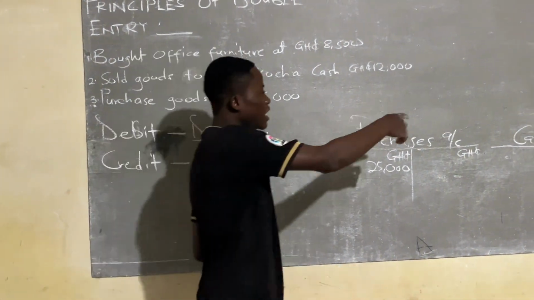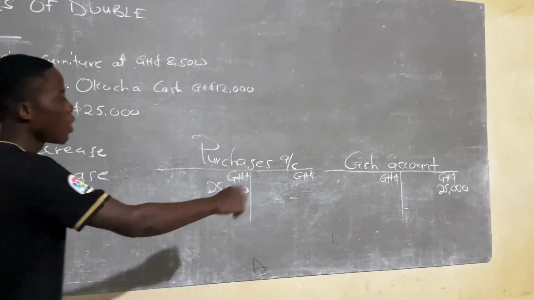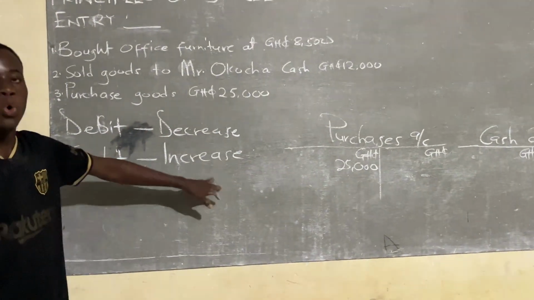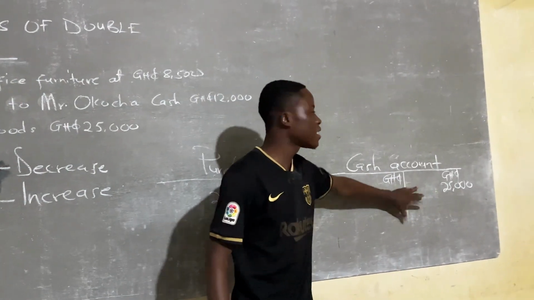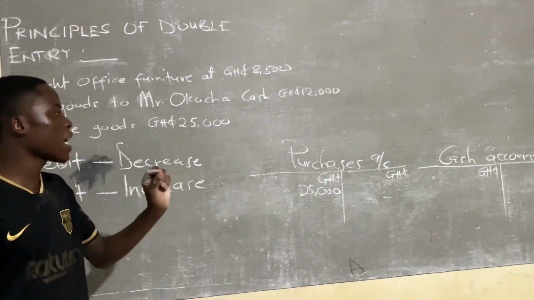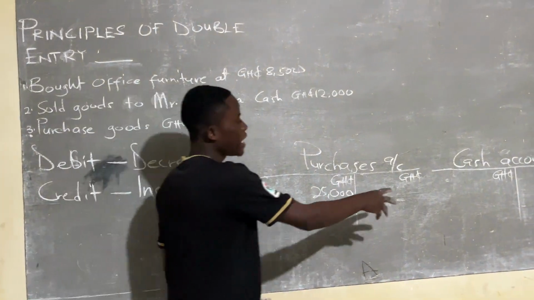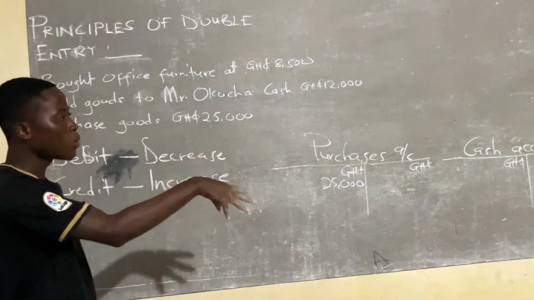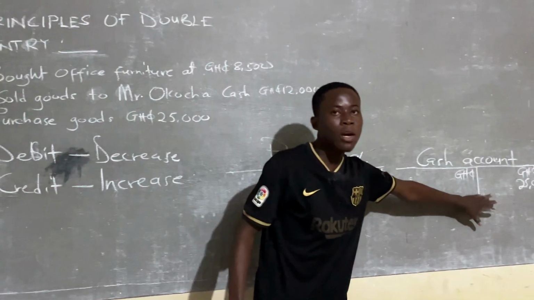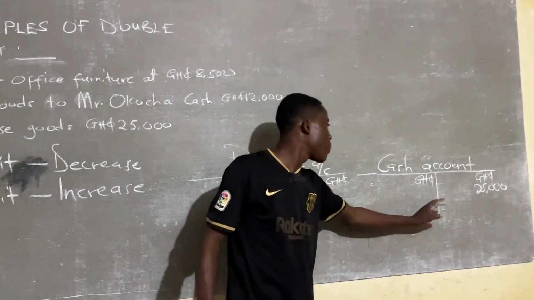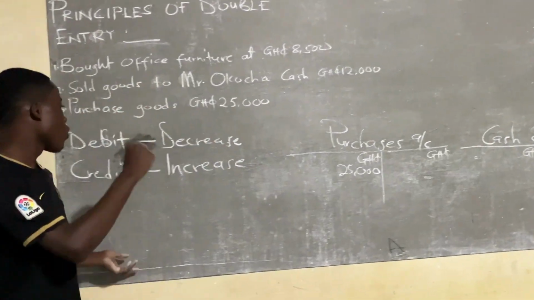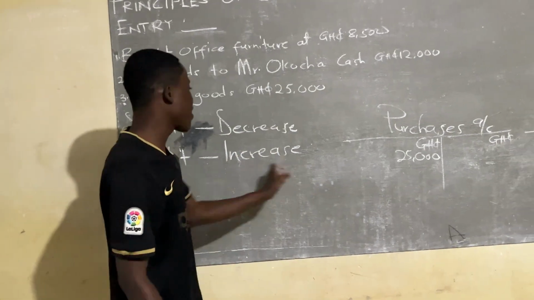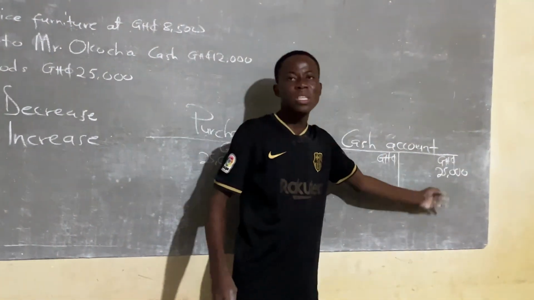And then cash is giving, and they are saying the one giving should be credited, and then they are saying credit is increase. So how is credit increase in this case? Since you are paying, your supplier is receiving an amount of money. So this cash account you prepared is an account for your supplier, or an account which shows that you paid your supplier 25,000 Ghana cedis. So since you are paying 25,000 Ghana cedis, there will be an increase in your supplier's account. So since there is an increase in your supplier's account, we are crediting the supplier with 25,000.